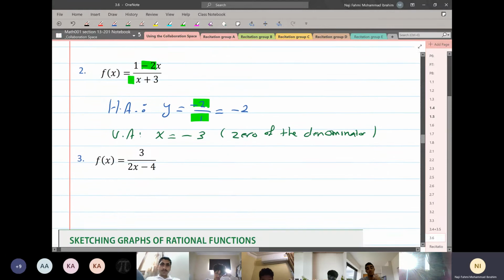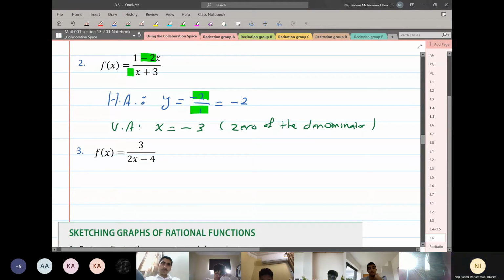I want each one of you now to do the third one. Find the horizontal and vertical asymptote for the third one. HA means horizontal asymptote and VA means vertical asymptote.